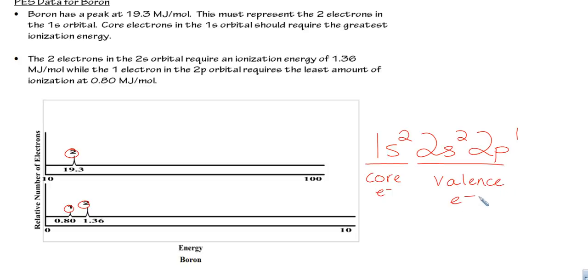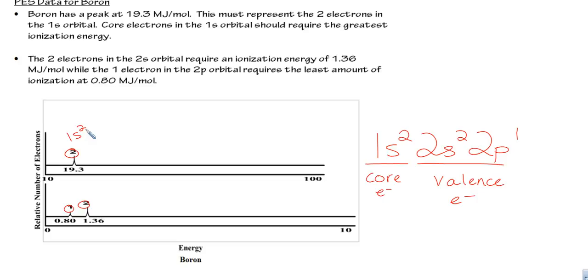So the 2 electrons with the highest ionization energy, those are your 1s2. Those are your core electrons. That's these guys. The peak is a little higher. That shows us that there are 2 electrons that have about the same ionization energy. So we know there are 2 electrons paired in this 1s orbital. We know it's the 1s orbital because these are the electrons that require the most energy to remove. They should be the ones that are closest to the nucleus and have the most attraction to the nucleus.